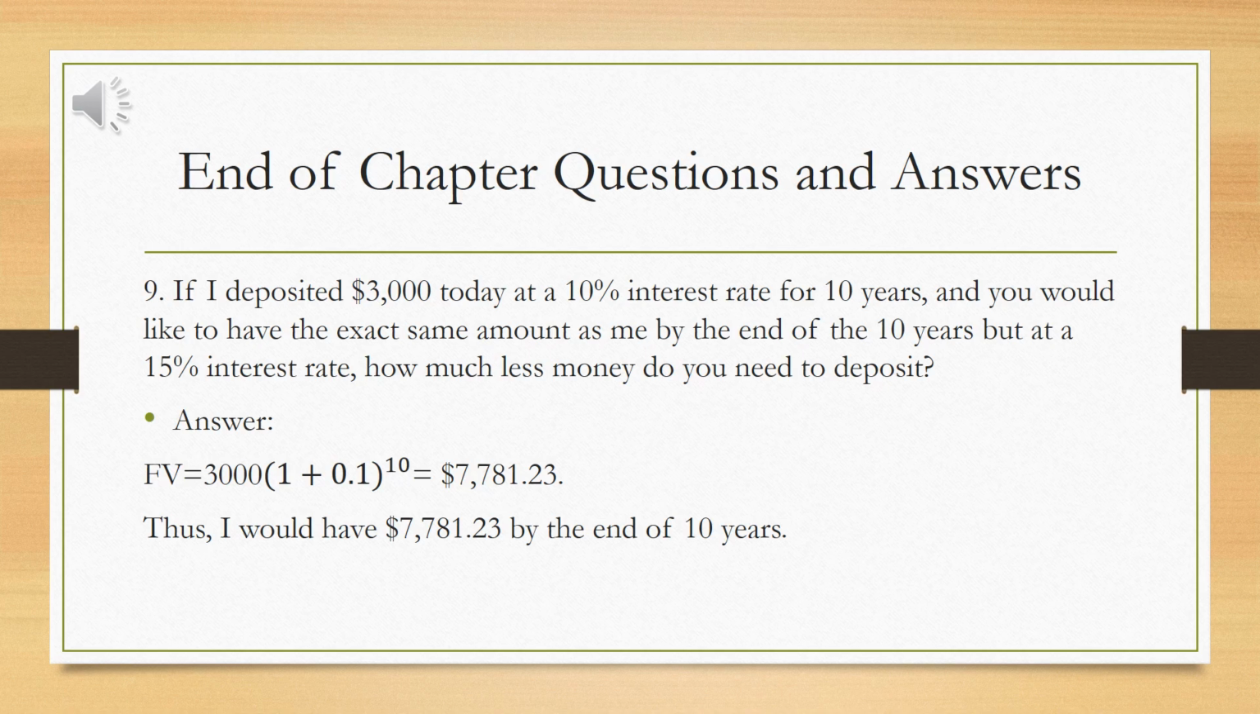So, if I deposited $3,000 today at a 10% interest rate for 10 years, I would have 3,000 times (1 plus 0.1) to the power 10, which is 7,781.23. I would have this much by the end of 10 years.